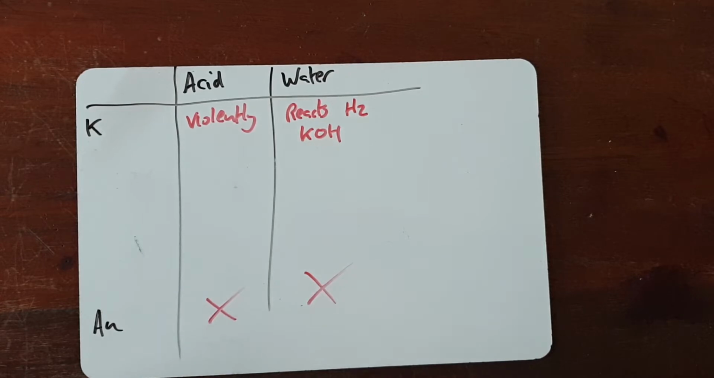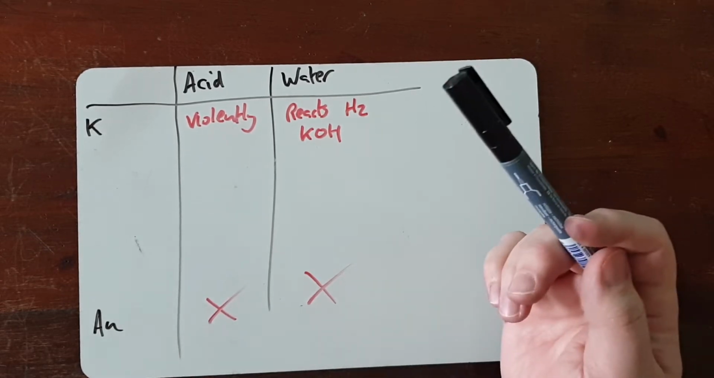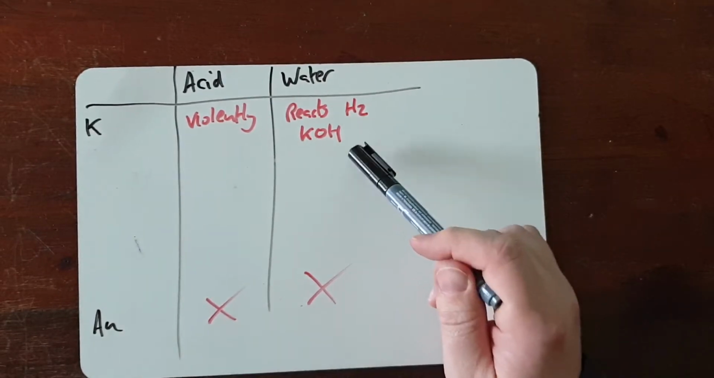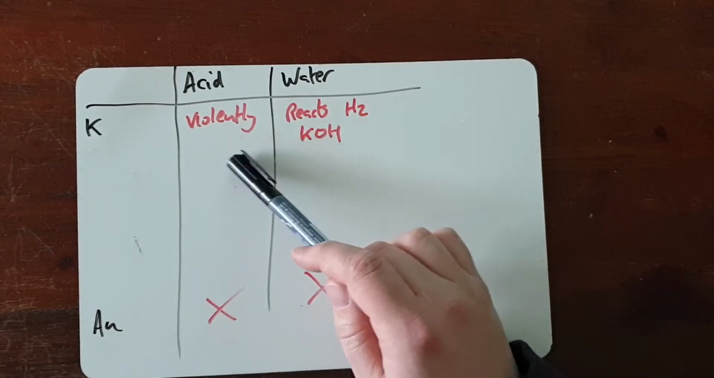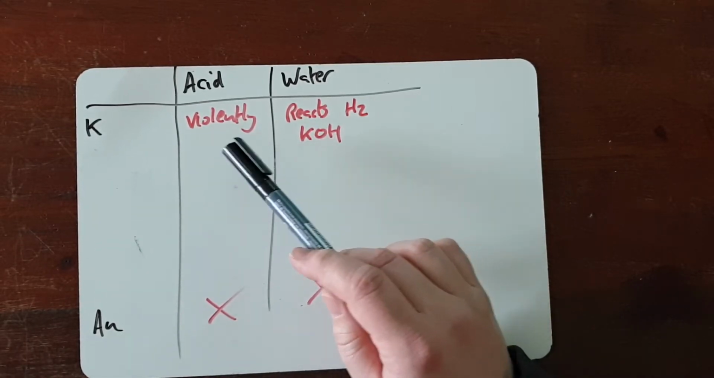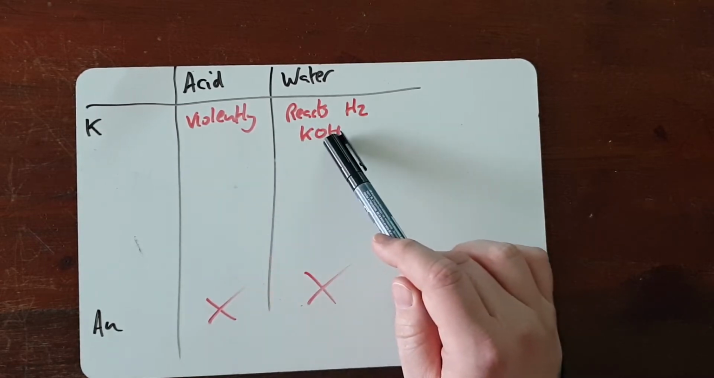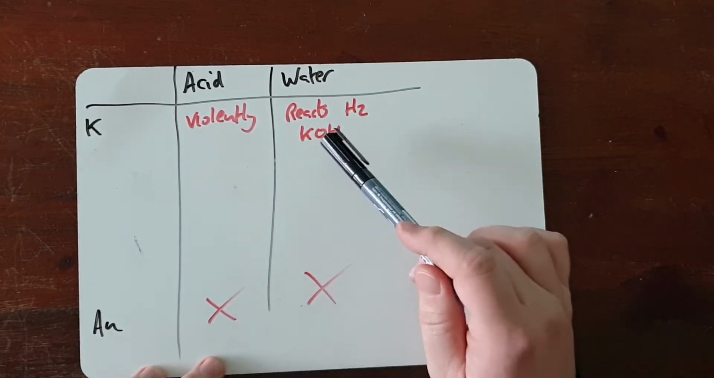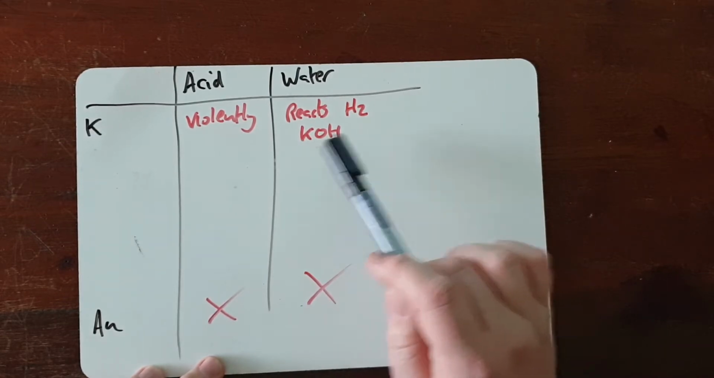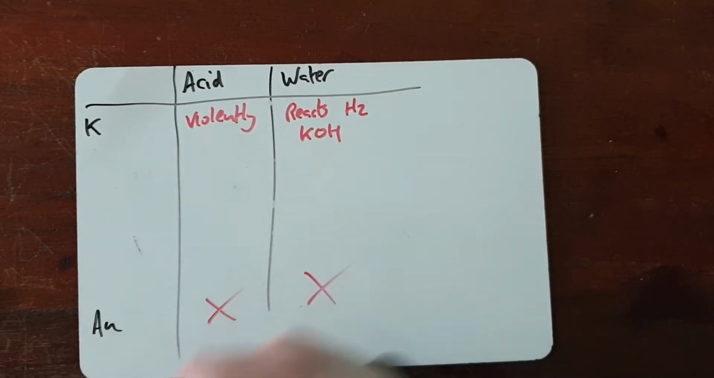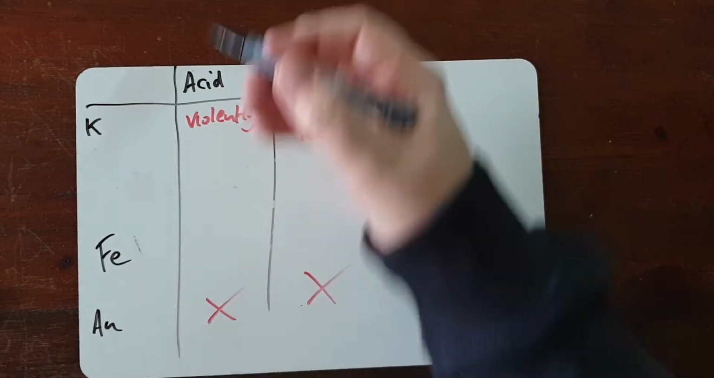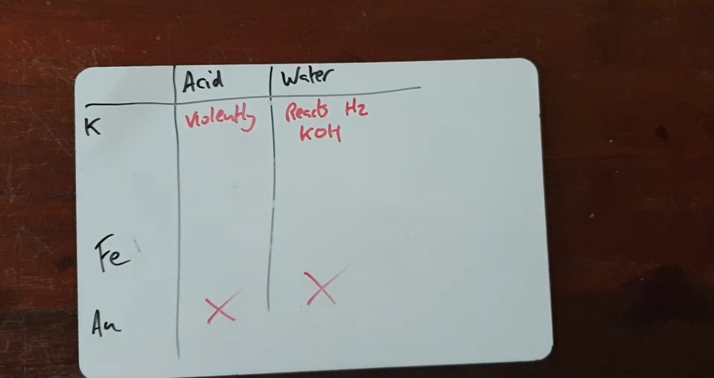If I then looked at iron, so iron is Fe. Iron reacts really, really slowly with water, and it does react with an acid, slowly bubbles away. So it's definitely more reactive than gold, which didn't react at all, but it didn't react as violently as either of those two. So iron would be more reactive than those, but less reactive than those. Fe. So this is how you build up your reactivity series.